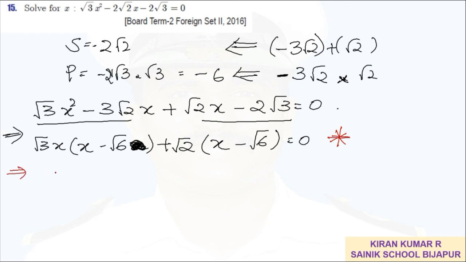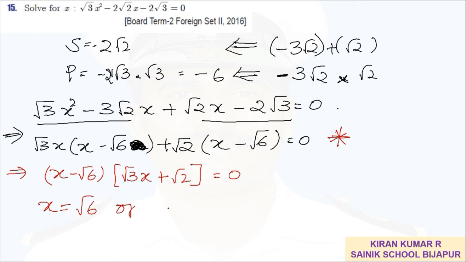In the next step, we have x minus root 6 as common. The left out is root 3x plus root 2 equal to 0. Therefore, x will be root 6 or it will be negative root 2 by root 3. These are the roots.